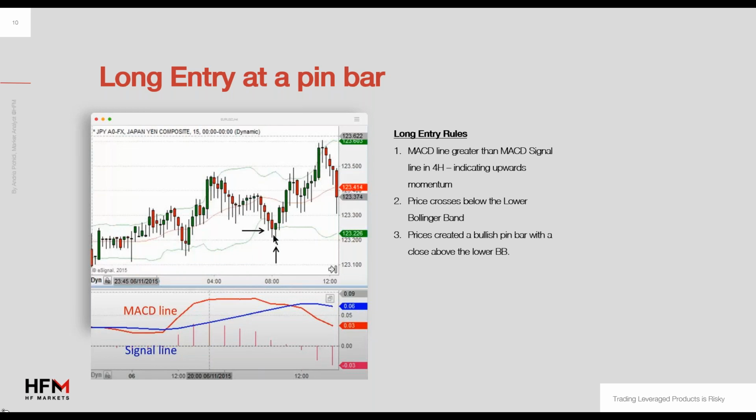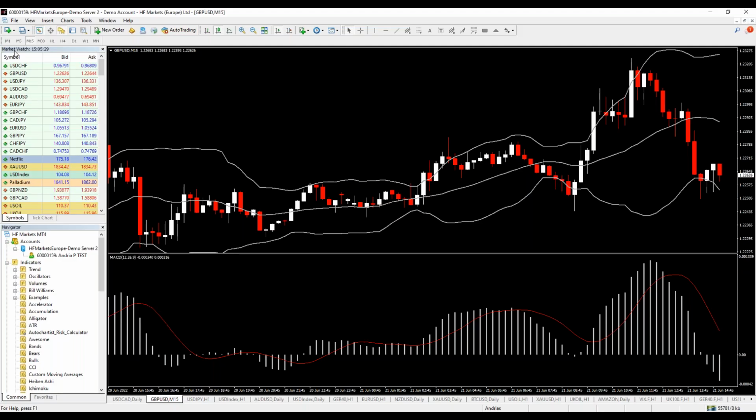Entering at that level and having in mind that the 20 period Bollinger Band line is ahead of you, where then can you take profit? Very nice question. There are several ways to set your target.